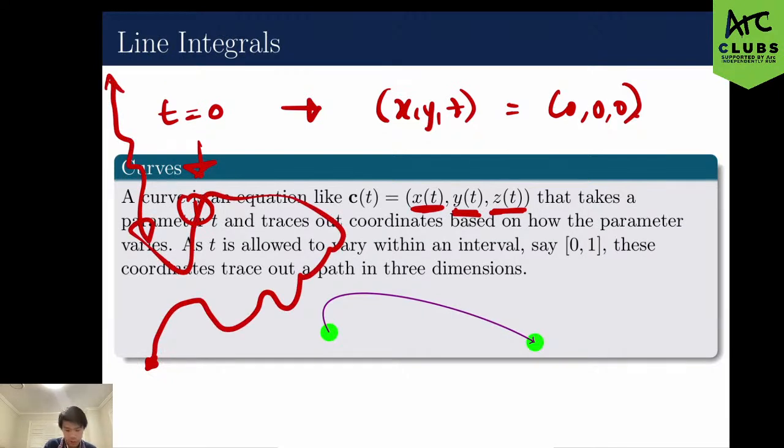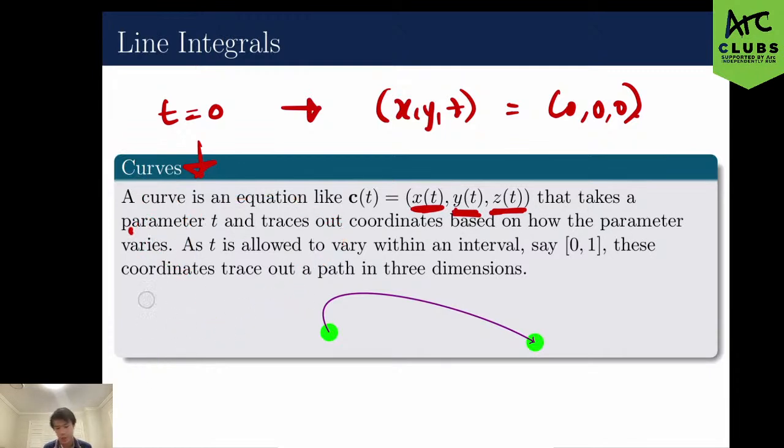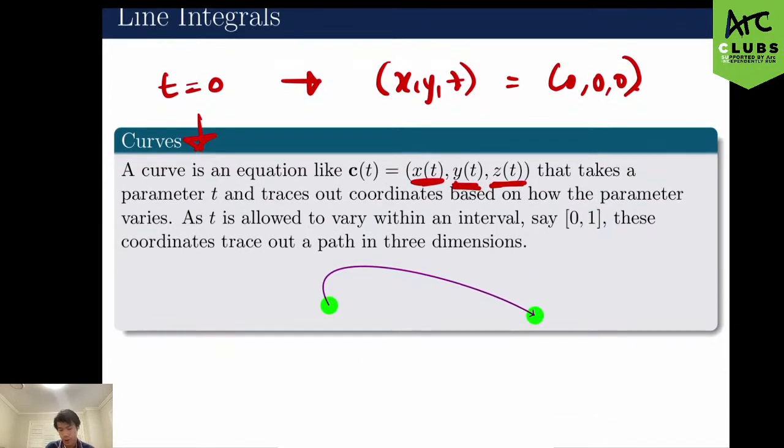Okay, I'll remove that. But basically the idea is that as t changes, this curve changes as well. And this might help us a little bit with trying to understand some of the harder questions. But basically a curve is just an equation that traces out coordinates.